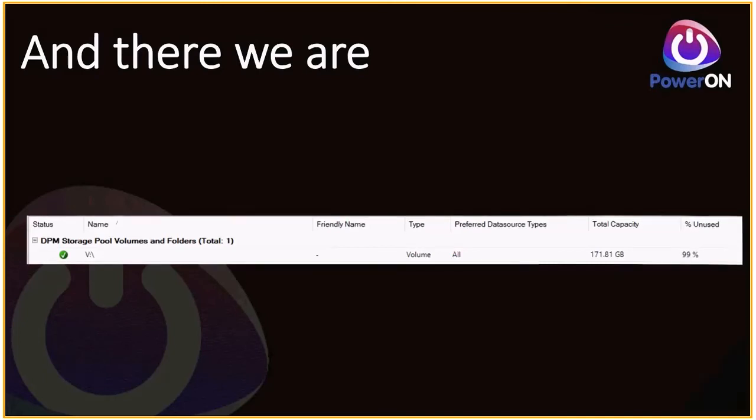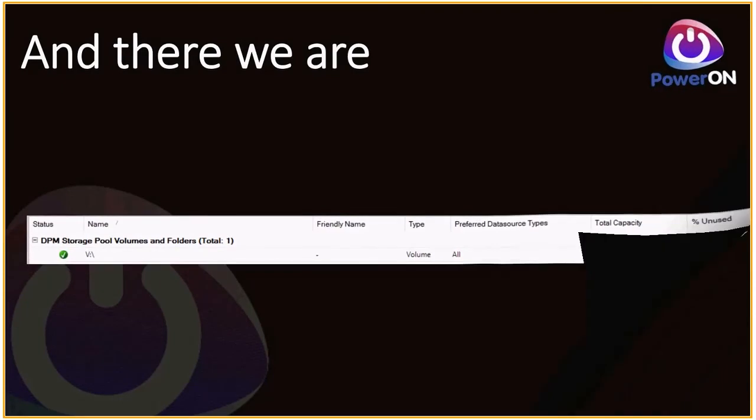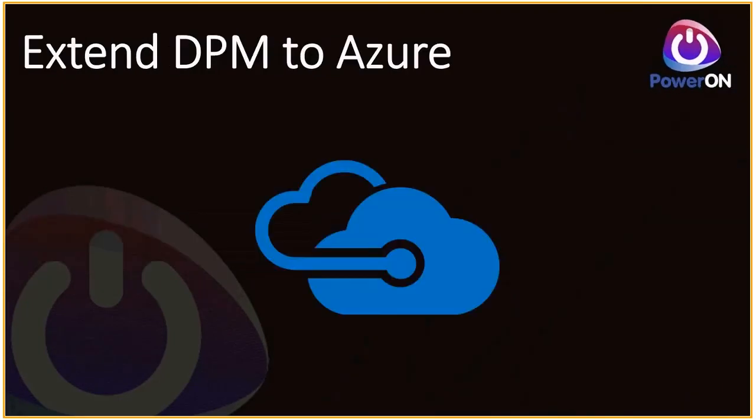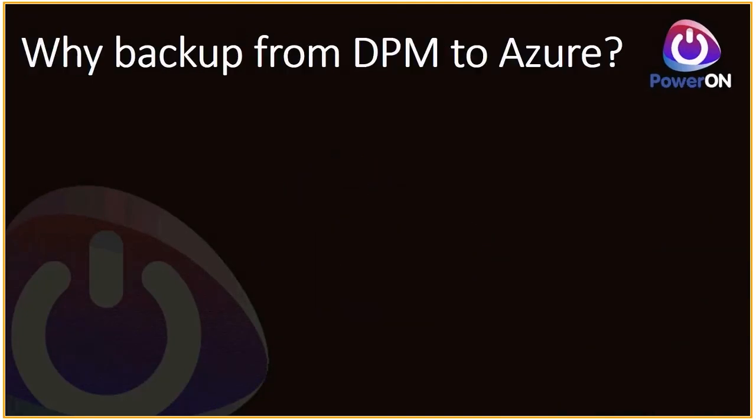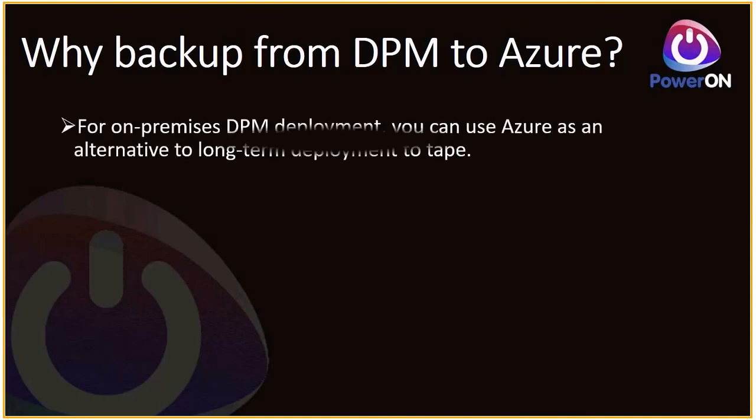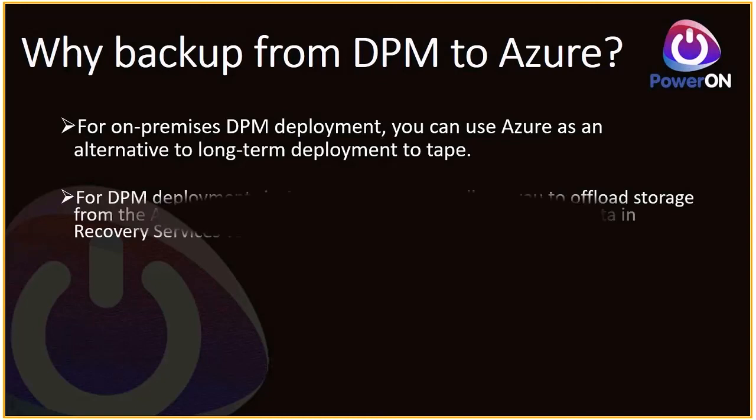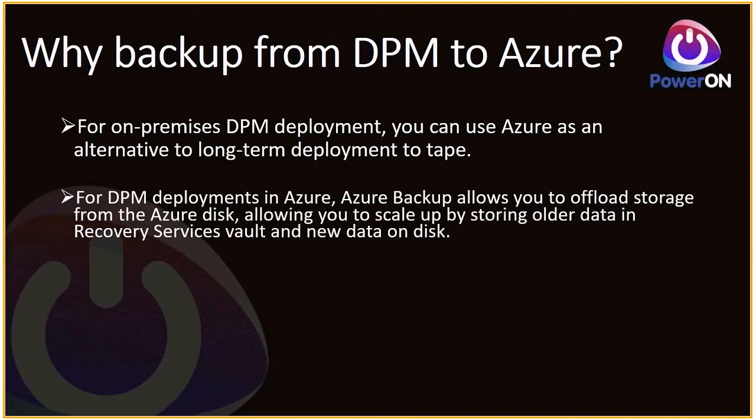So let's extend DPM to Azure for that long-term retention goal. But first, why should you extend to Azure? Azure is quite scary for people, so I'm just going to give you a quick overview. The business benefits of using Azure Backup for backing up DPM servers include, for an on-premises DPM deployment, you can use Azure as an alternative to long-term deployment goals. For DPM deployments in Azure, Azure Backup allows you to offload storage from the Azure disk, allowing you to scale up by storing all the data in the Recovery Services Vault on a new disk.